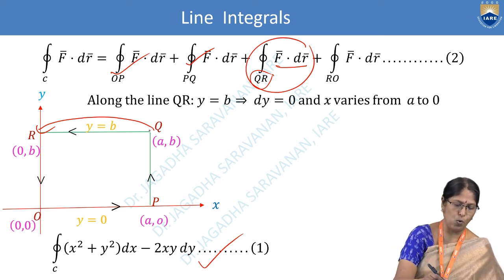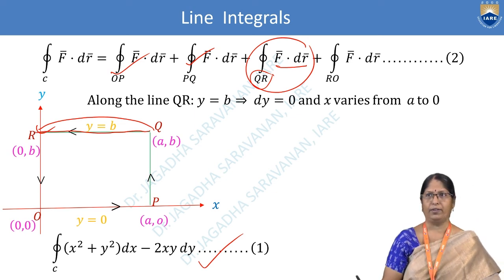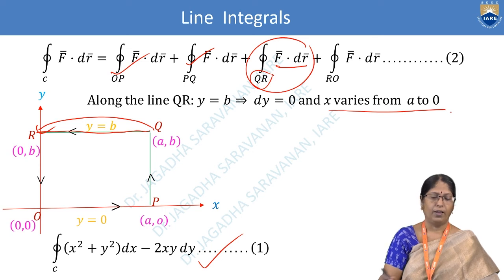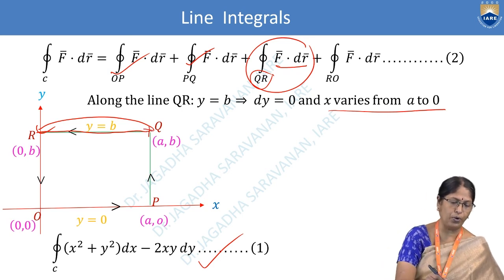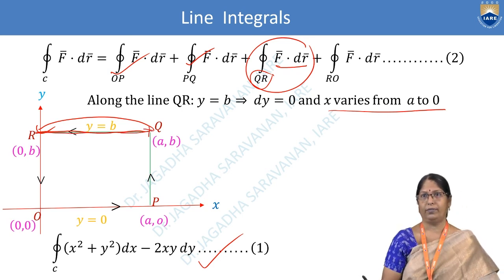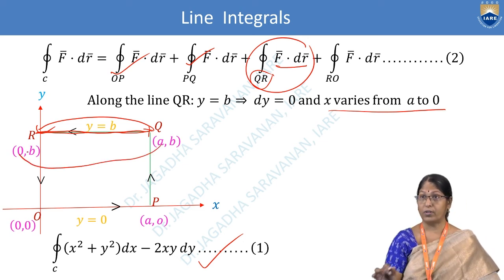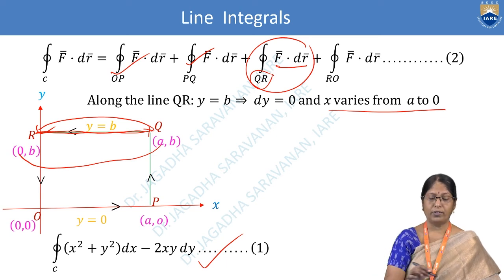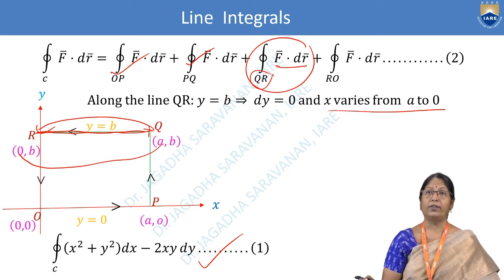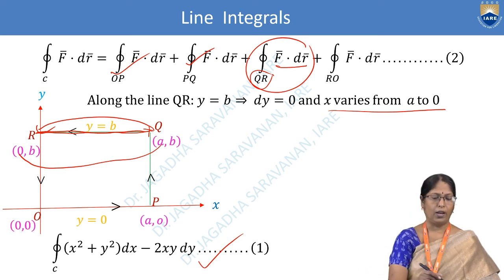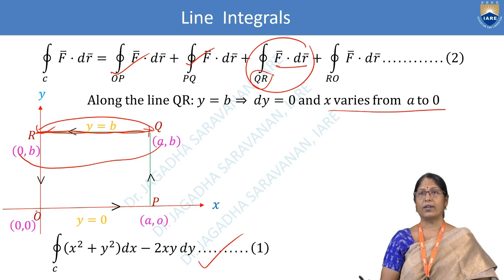Now we are moving in the x direction. That's what x varies from. Here we have to be very careful about where it moves. So from Q it moves to R, so from a to 0. It's not 0 to a, because as it is a closed curve, the direction won't be changed. If it moves forward, it will come to the starting point.